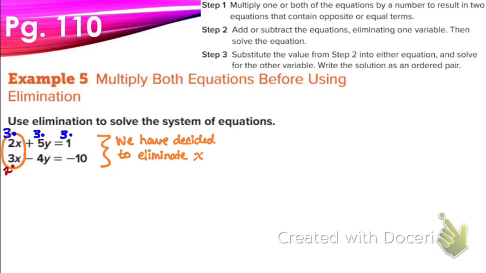I'm going to get 6 and 6. If you add 6 and 6, will they cancel? Oh, no. One has to be a negative. Which one do you want to make negative? The bottom one. Sounds good. So I'm going to multiply by negative 2 all the way across.